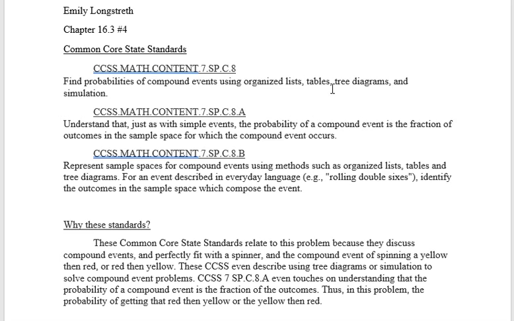A states to understand that just as with simple events, the probability of a compound event is the fraction of outcomes in the sample space for which the compound event occurs. And B states to represent sample spaces for compound events using methods such as organized lists, tables, and tree diagrams. For an event described in everyday language, rolling double sixes, identify the outcomes in the sample space which compose the event.